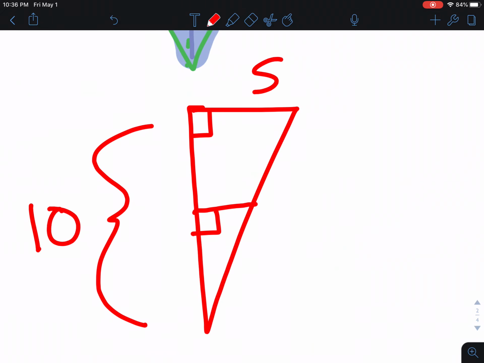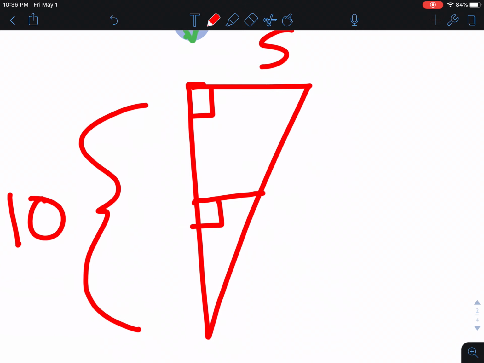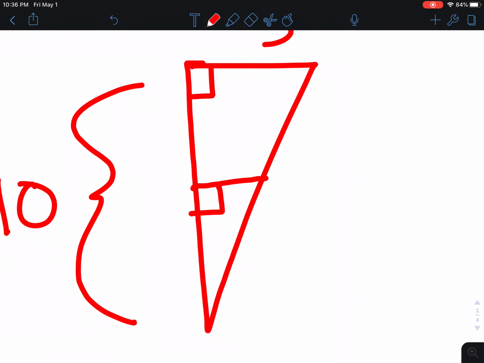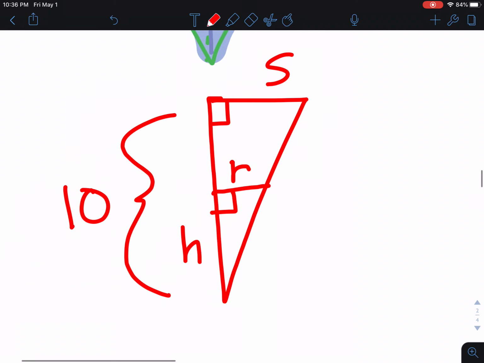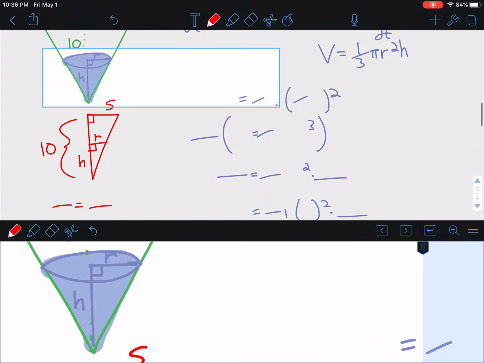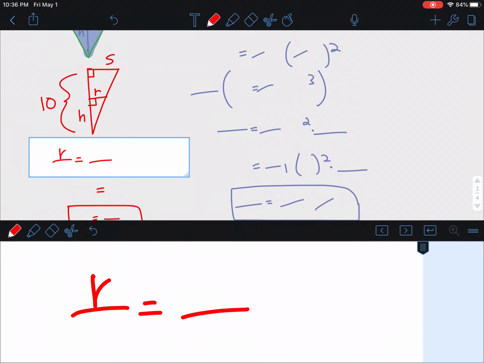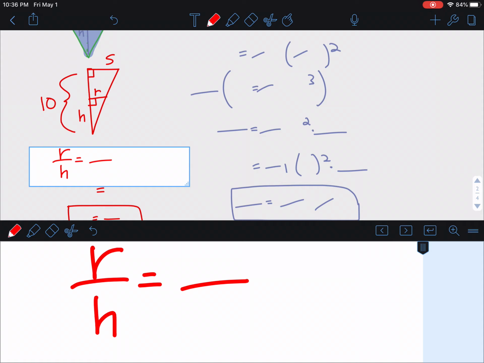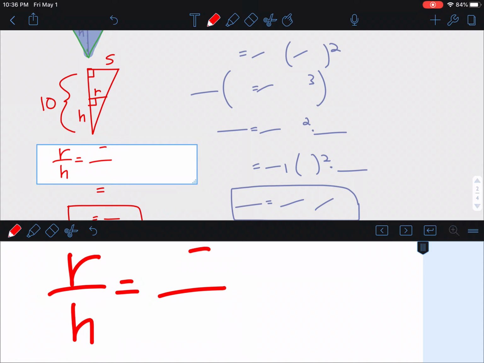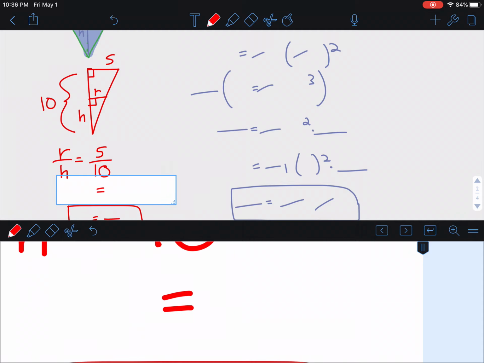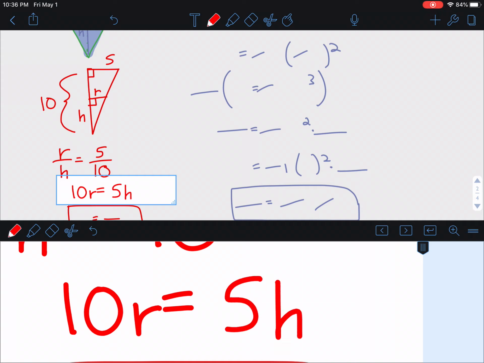So the tank has a height of 10, a radius of 5. The cone of water has a height and a radius. And something you may remember from geometry class is when we have similar shapes, their sides have to be proportional. So we can make a proportion. I'm going to go R over H for my cone of water is to the cone of the tank, 5 to 10, R to H, radius to height. And now I can cross multiply and I get 10R equals 5H.